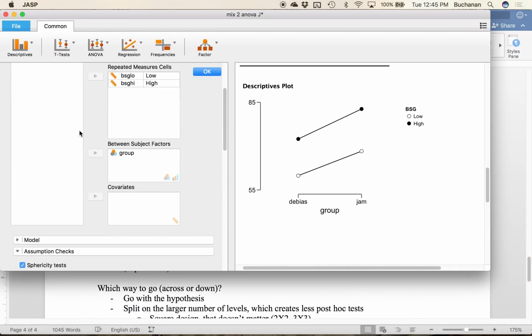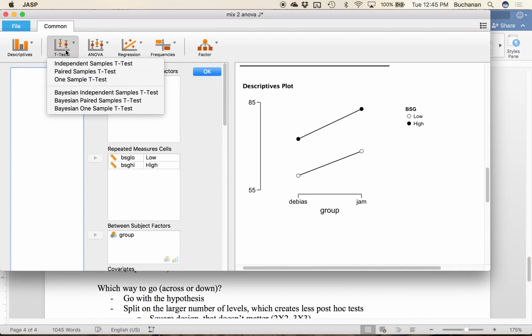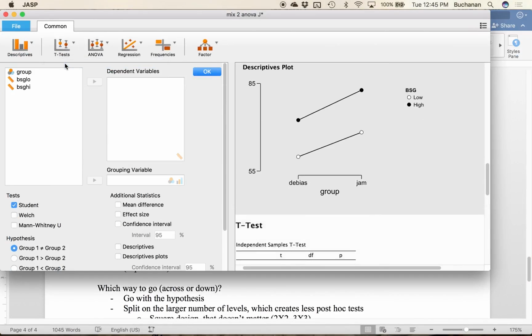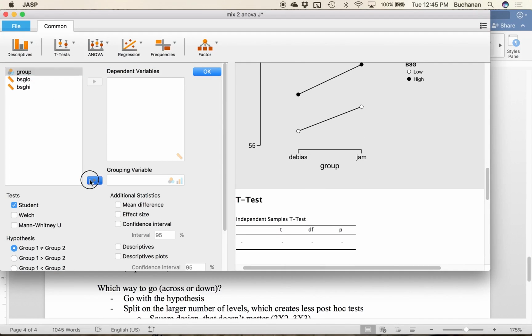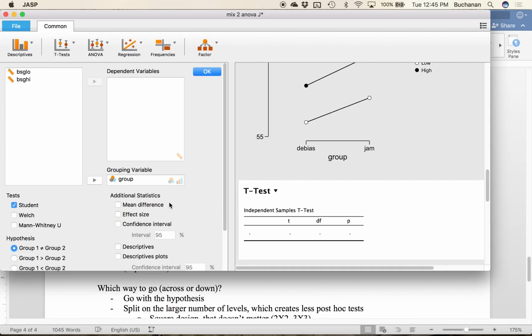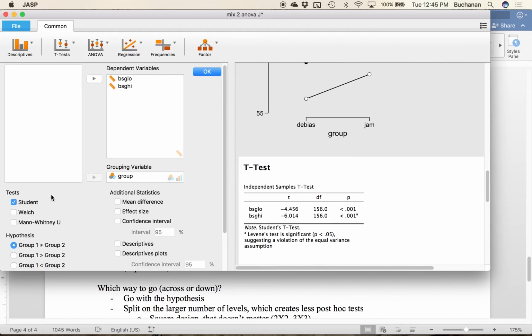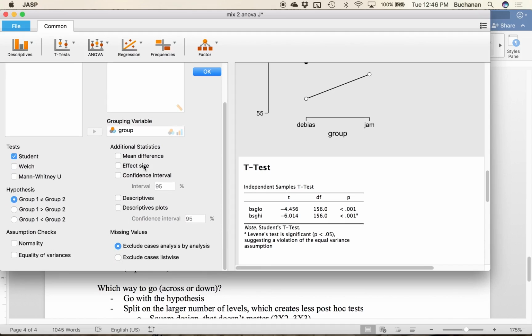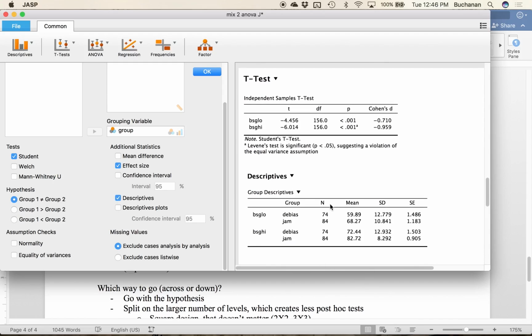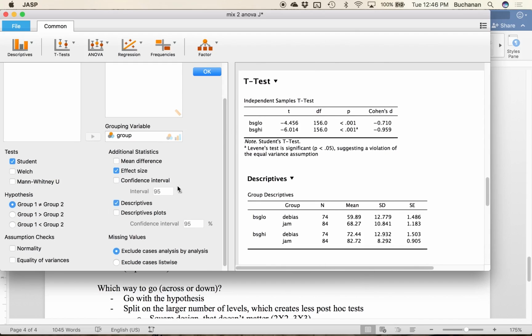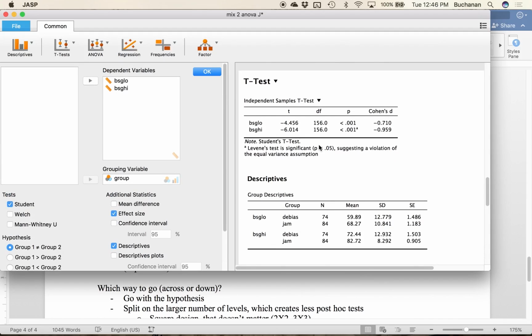All right, so that was a really long way to go about talking about t-tests. So we're going to do an independent samples t-test. Our grouping variable here is each of the debias versus jam conditions, and I want to compare both repeated measures for it. Let's see, I want to click not mean difference, I'm sorry, effect size, so we get Cohen's d. So this is independent t, it's just Cohen's d. And I can get my descriptives, but those descriptives are the same ones I have above. And so that's what I had to do for the post hoc test.